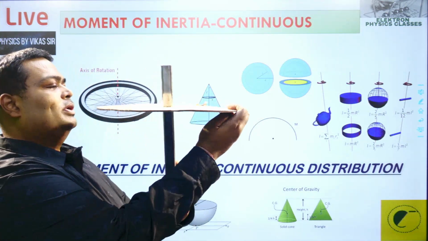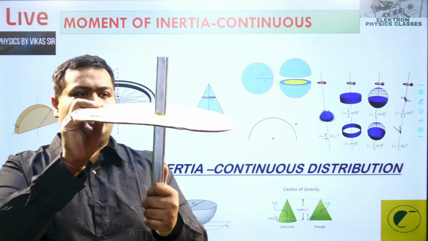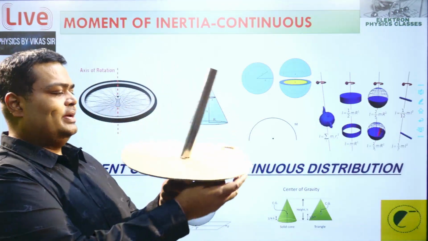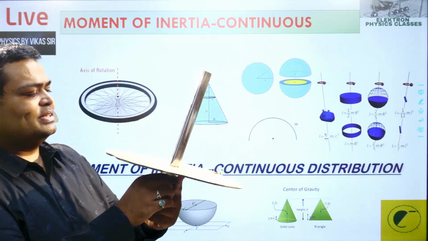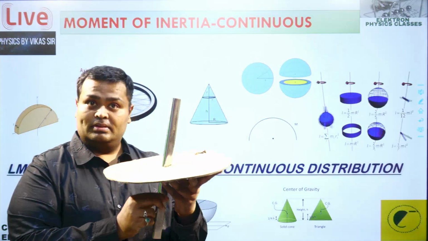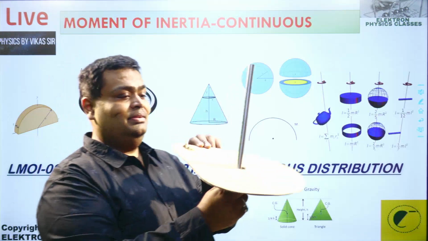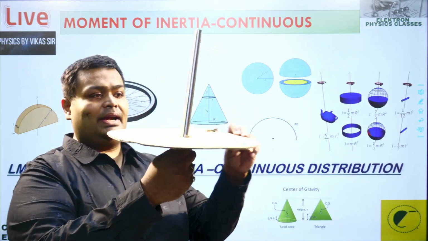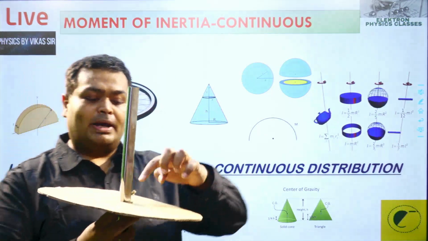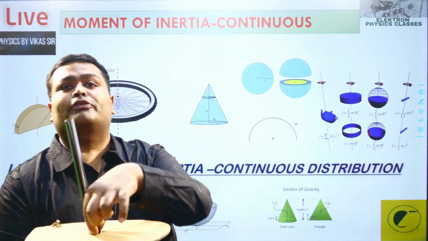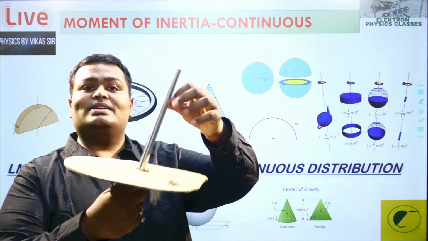It's rotating in a horizontal plane. It's rotating horizontally like this. It's a horizontal plane, correct? And where is the axis? The axis is vertical, perpendicular to this horizontal plane. And it's also passing through the center of mass of it. So it's a centroidal axis.